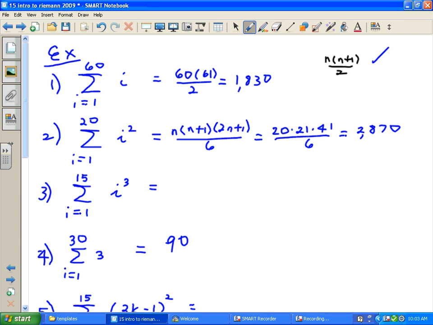And what about summation of i cubed? Interestingly enough, the formula was the original formula, the n times n plus 1 over 2, but to the second power. So if your n is 15, it's going to be 15 times 16 over 2 altogether squared. And let's see what that is. Basically, 2 goes into 16 8 times, so you could just do 15 times 8 and then square that. And did you guys get 14,400? Okay.